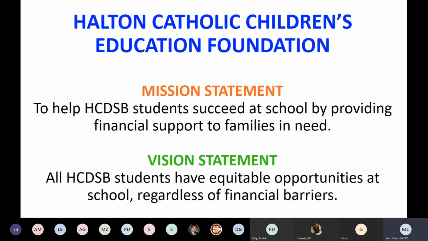I recognize a number of names on the participant list here today, so I know a number of people are familiar with the Children's Foundation. I don't want to assume that everyone is, so I'm just going to highlight a couple things of what we're all about. Our mission is that we help HCDSP students to succeed at school by providing financial support to families in need. And our vision is that all students have equitable opportunities at school, regardless of their financial barriers to learning.